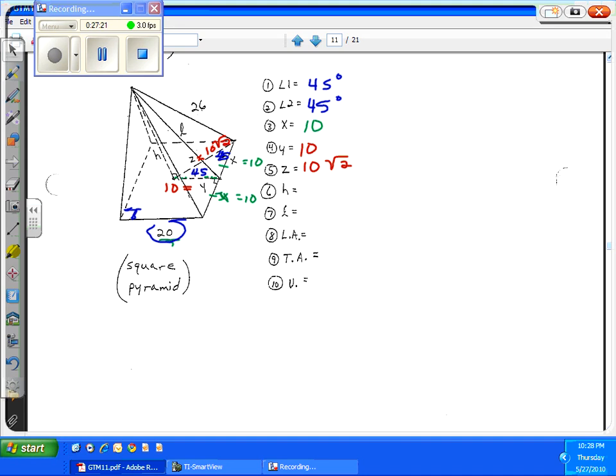The height of the pyramid. Okay, I'm going to draw it in black. The height of the pyramid, excuse me. Whoops, I missed. Let me try again. Sorry. I've got to find something the height is in that I know enough information in to solve for the height.